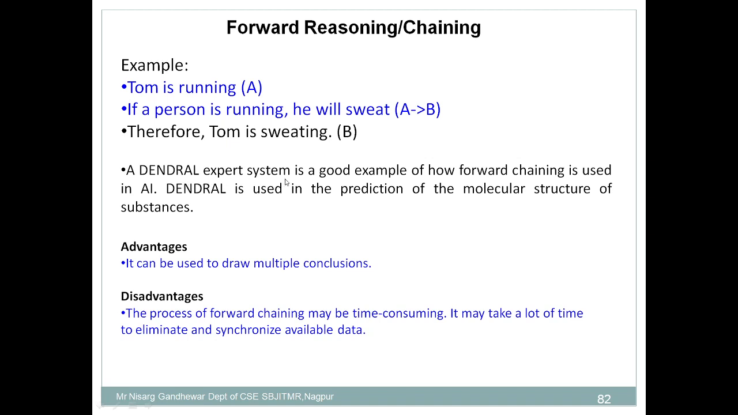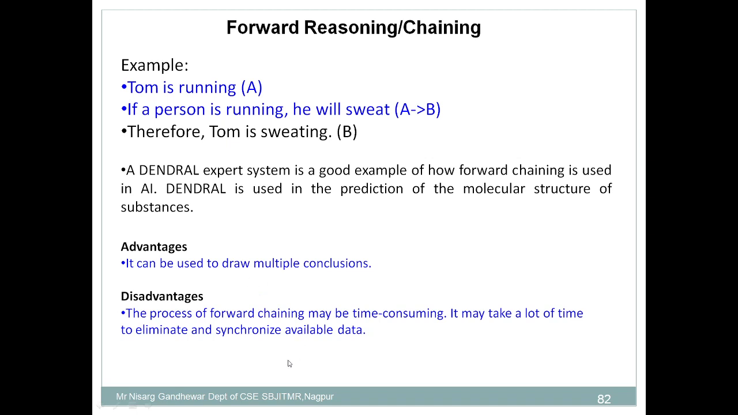The DENDRAL expert system is a good example where forward chaining can be used. DENDRAL is an expert system used for the prediction of molecular structure of substances, in which we make use of forward reasoning, applying rules on the data to get new data, and finally we reach the solution.